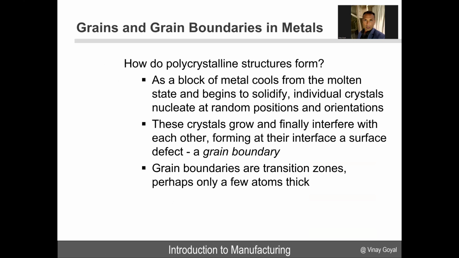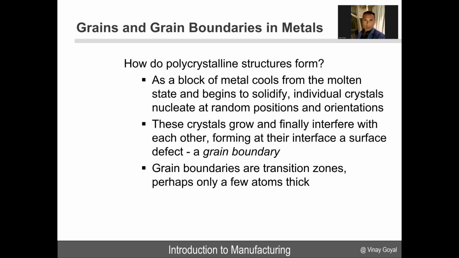So what about grains and grain boundaries in metals, right? How do polycrystalline structures form? It's really as the block of the metal cools from the molten state, it will begin to solidify. And so individual crystals may nucleate at random positions and orientations at different times. These crystals can grow and interfere with each other, forming at the interface a surface defect, which we call grain boundaries. And these grain boundaries are transition zones, which are very thin, only a few atoms thin.